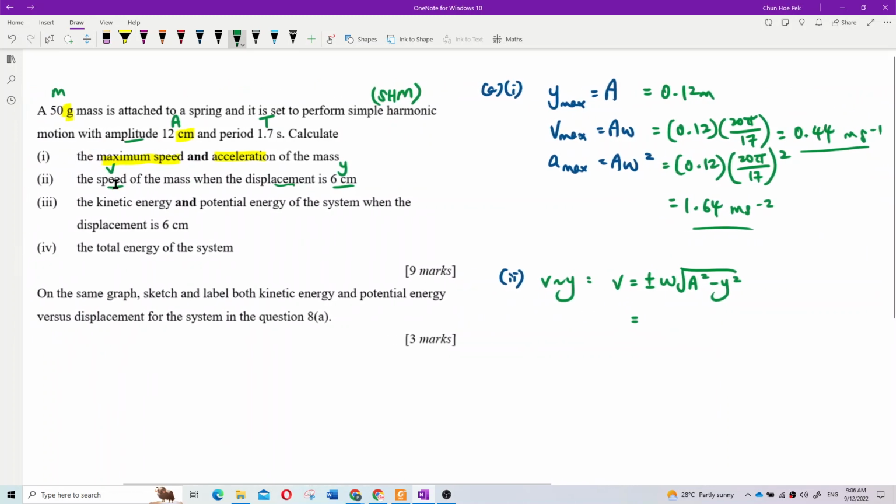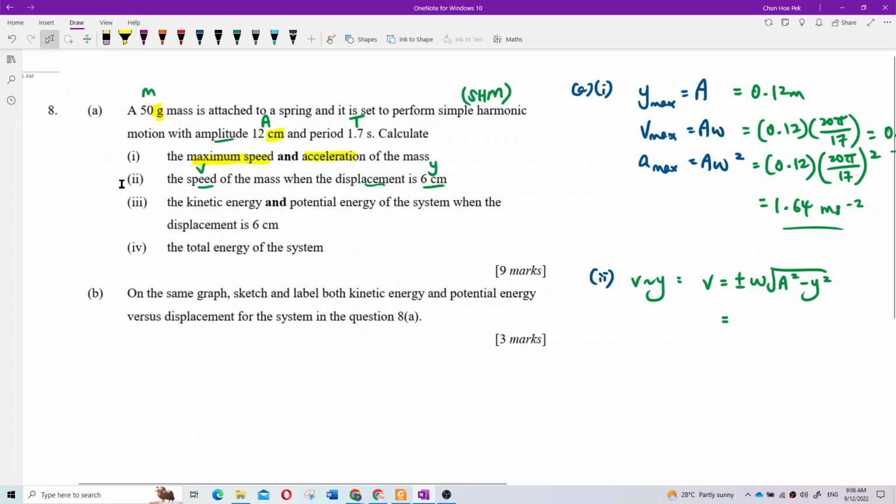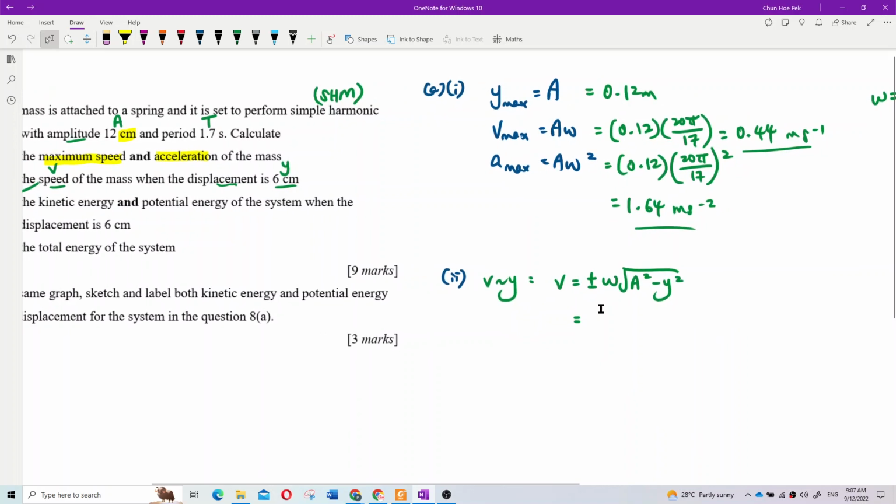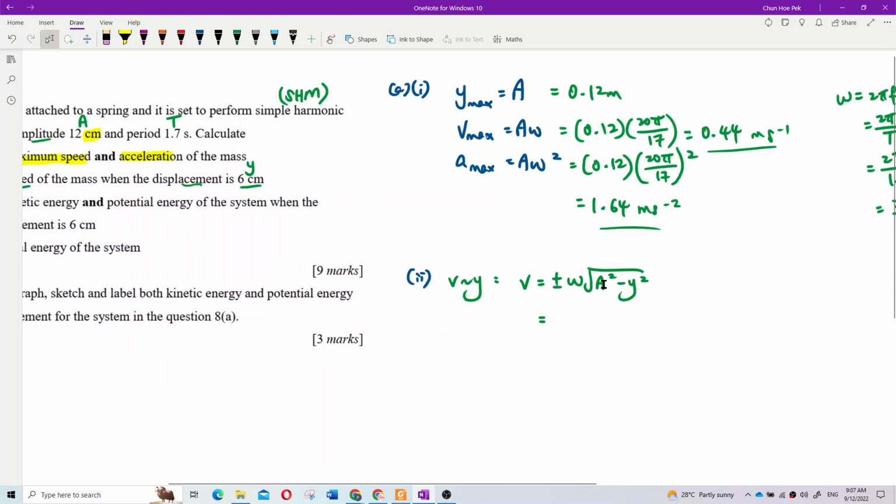Speed is actually just the magnitude. No need for the sign, positive or negative, because speed is a scalar quantity. The positive or negative is the direction, so for a scalar quantity like speed, no need for the direction. But if you put positive or negative, we don't penalize you. It's considered extra information, and we don't penalize for extra information. Don't worry, we don't penalize marks.